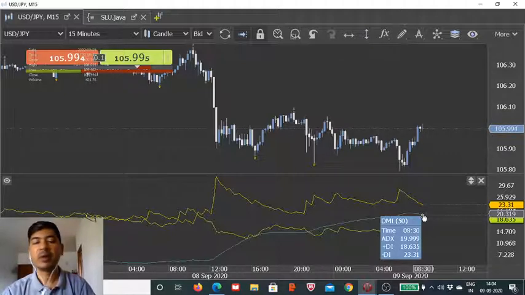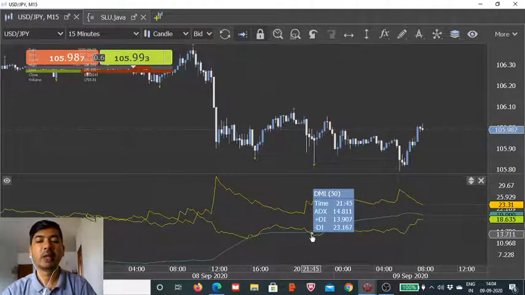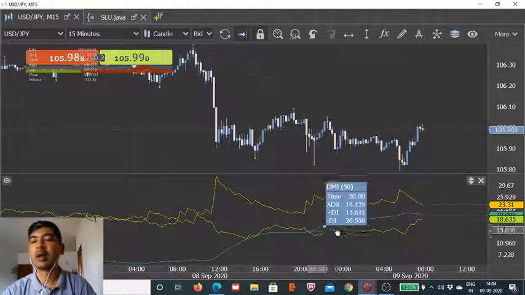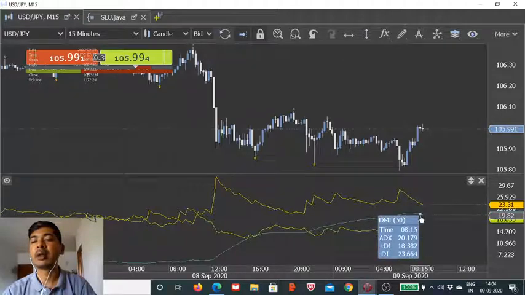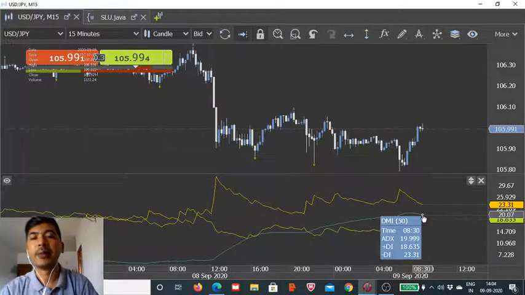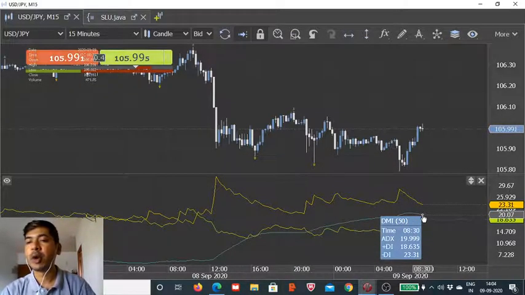So here the first thing is that you should work with the DI values. As I said, we also can use this crossover kind of structure, and usually the DI line which is above is considered as the trend dominating indicator.